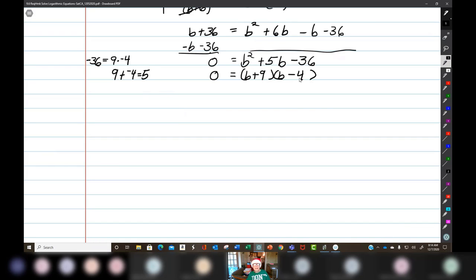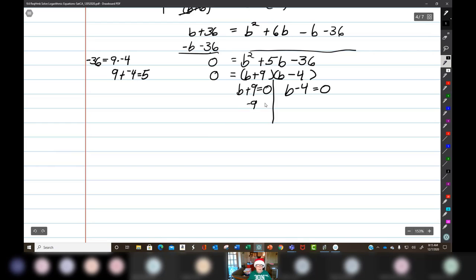Zero equals B plus 9 times B minus 4. Again, I set both factors equal to zero and solve for B. Though I'll want to write X and so will you, just because we're used to it. B plus 9 equals zero and B minus 4 equals zero.